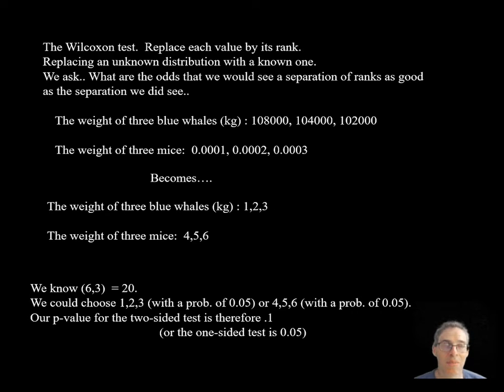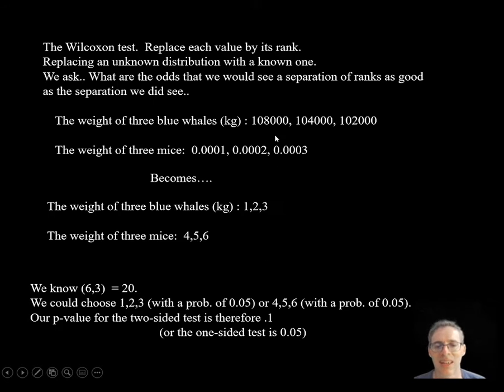And so once values have been replaced by their rank, we can ask what are the odds that we see a separation as good as the separation that you did see. This is actually a calculation we can do pretty easily by hand, just using our knowledge of the choose function from earlier in the semester, right?